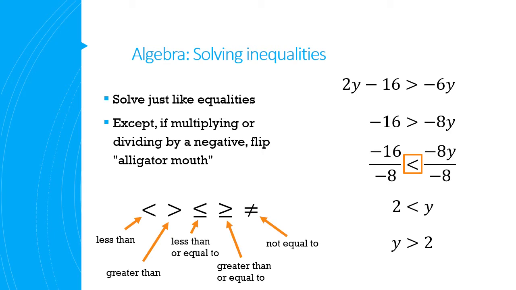So you see that we got to this point in our equation, and in order to isolate the variable y, we needed to divide by -8, and when we divided by -8, the inequality symbol swapped its direction. But that's really the only difference between inequalities and equalities.